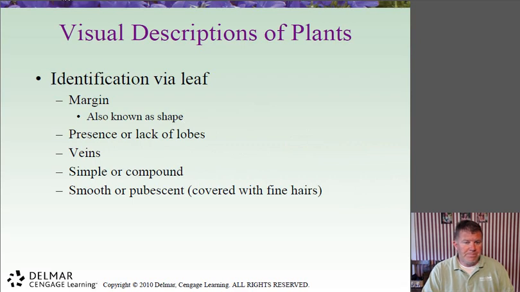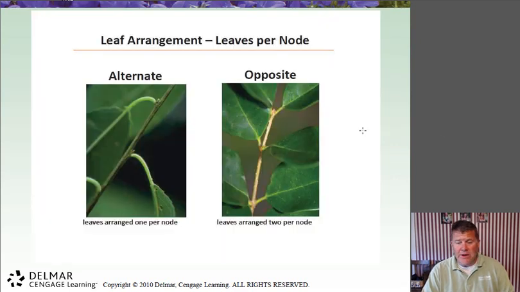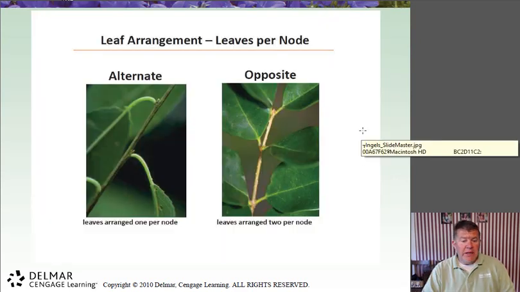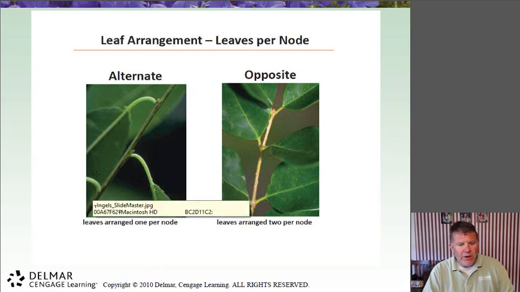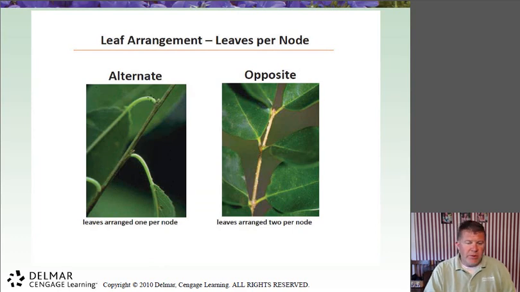All right, leaf arrangement. Leaves per node. Here we have alternate. The leaves are arranged one per node, the node being here, and then they're alternating. So we got one here, skip over here, then we're going to skip over to the top right here.